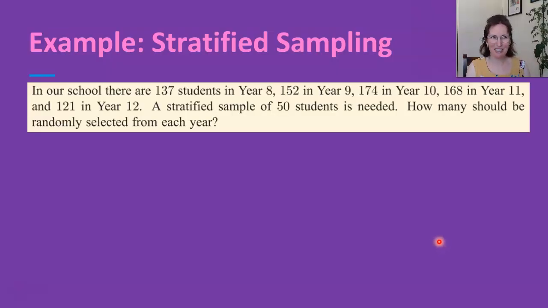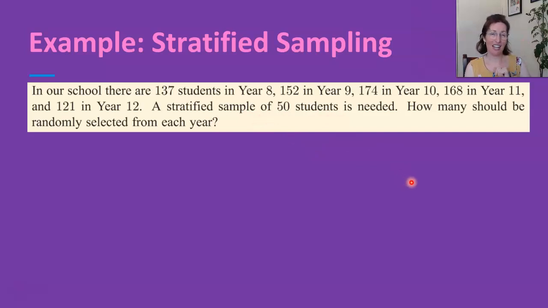It'll make more sense. So let's say in a school, in the different year levels, there are 137 students in year 8, this many in year 9, 10, 11 and 12. This example came from a South Australian textbook prior to when we had year 7s in high school. Year 7s only joined us in 2022. We're the last state in Australia to come on board with that. Now let's say we need a stratified sample of 50 students.